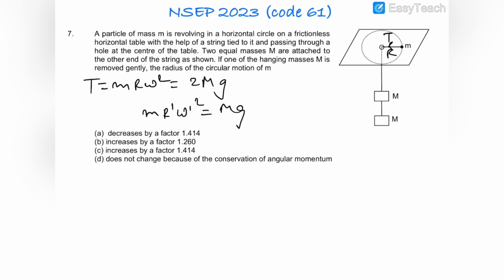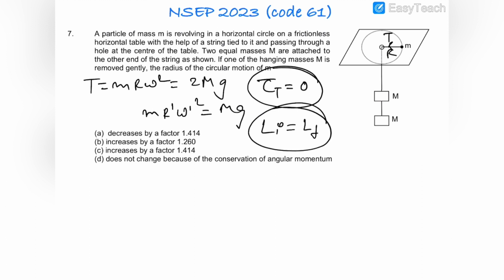But we should remember that as this tension is acting on this mass and it is passing through the center of the circle, therefore the torque of this tension about the center is 0, and therefore the angular momentum of this mass is conserved. So the angular momentum initially will be I1 omega 1, and finally it would be I2 omega 2. Or initially it was m r square omega, and finally it is m r dash square omega dash.